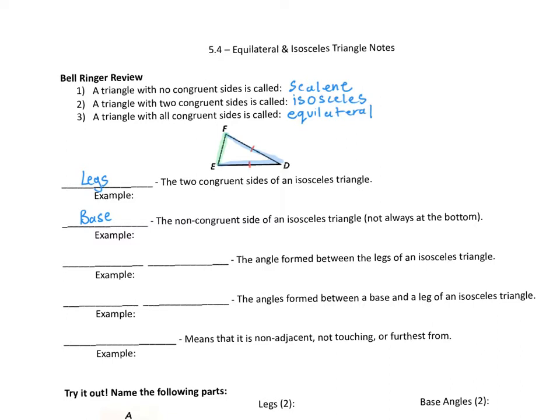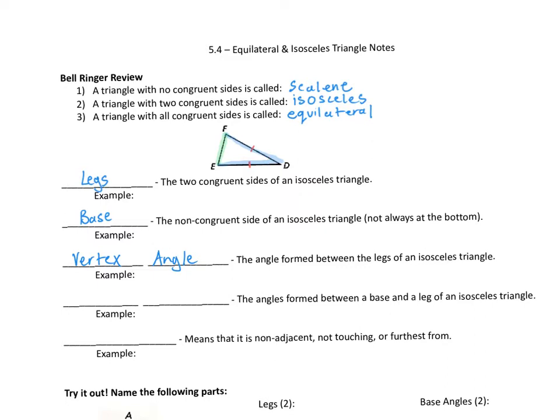Next, the angle formed between the legs of the isosceles triangle. In between the two legs of the isosceles triangle is the vertex angle, and that's the one that's going to be right up here at this tip. The vertex angle isn't congruent to anything. It is by itself. Actually, I don't really need to mark it because it's not congruent to anything.